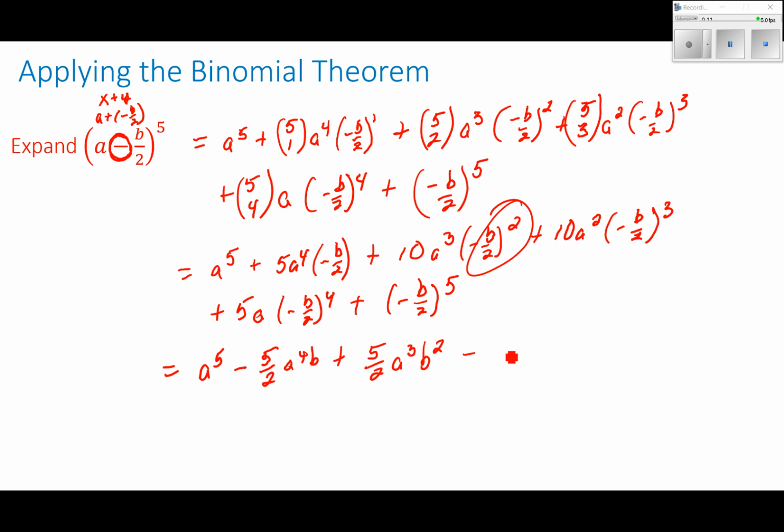Continuing on, this would be now a negative because it's a negative value cubed. So this is negative 5/4, a squared, b cubed, and this is final simplified form, plus 5 over 16, a b to the fourth, minus 1 over 32, b to the fifth. That would be the final expansion of a minus b over 2, all raised to the fifth power.